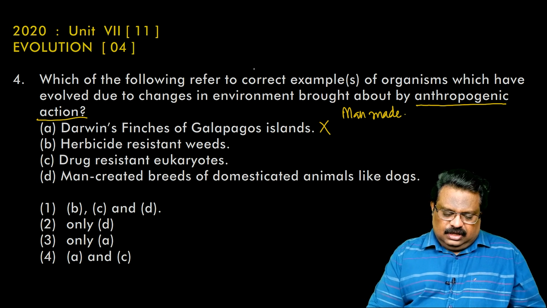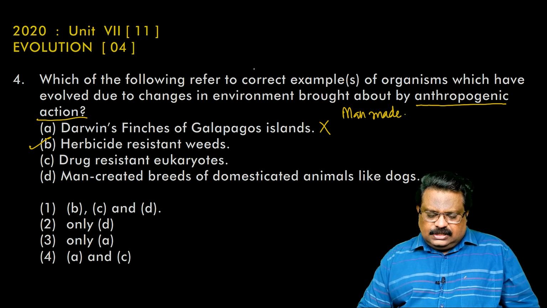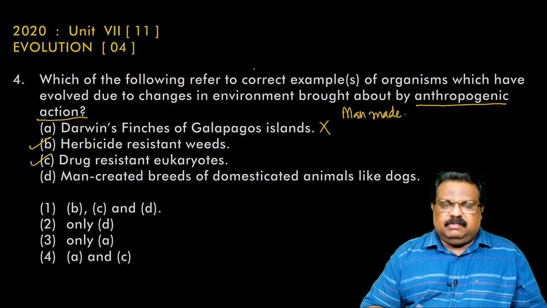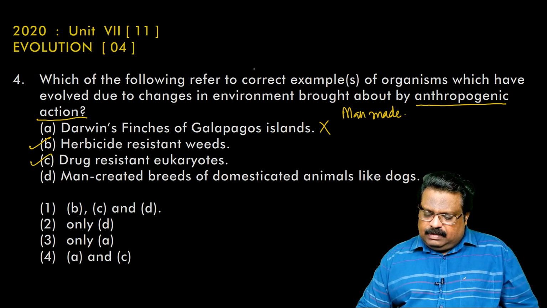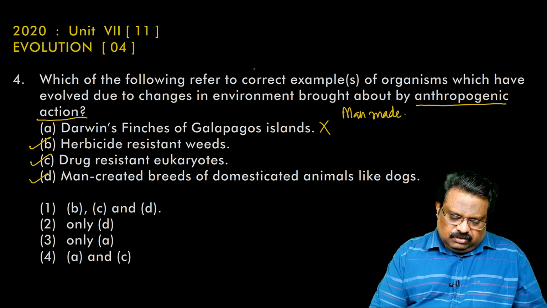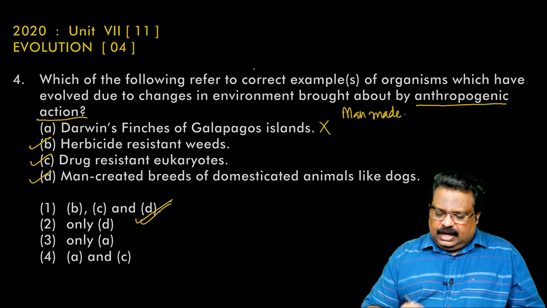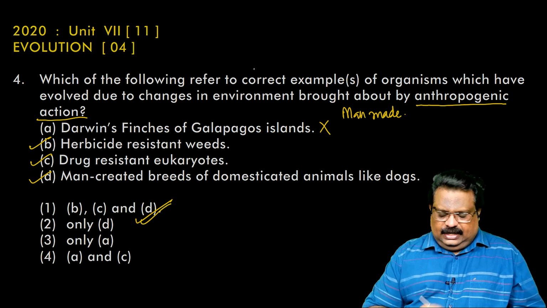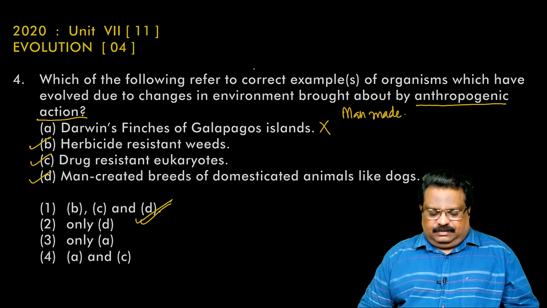Herbicide-resistant weeds, yes, herbicides are produced by human beings. Drug-resistant eukaryotes, yes, drugs are produced by human beings. Man-created breeds of domesticated animals like dogs, also it is all man-made. So B, C and D are man-made, the evolution by anthropogenic action. B, C and D. Anthropogenic means man-made. Okay, it is not natural.